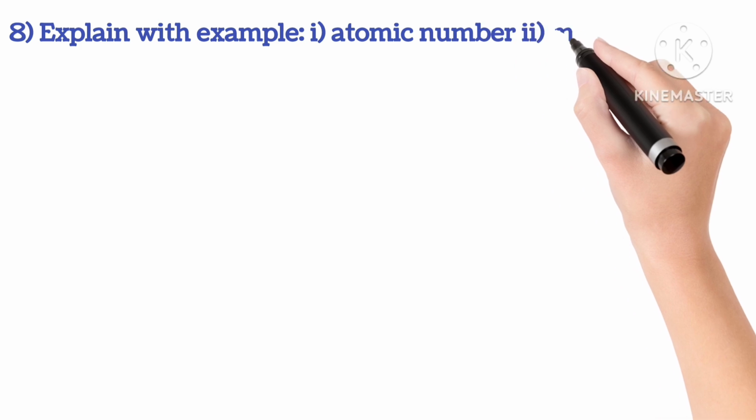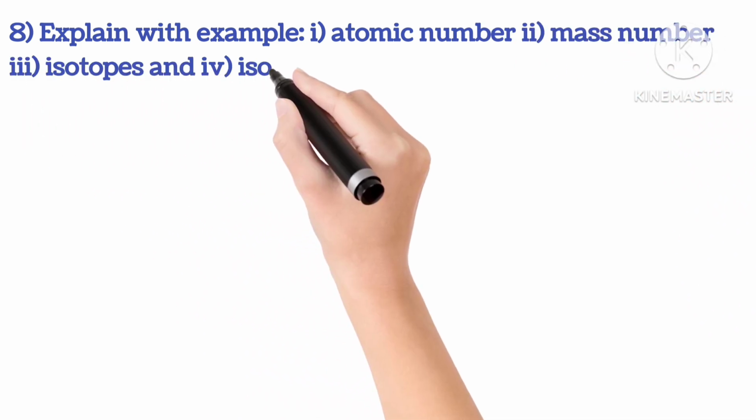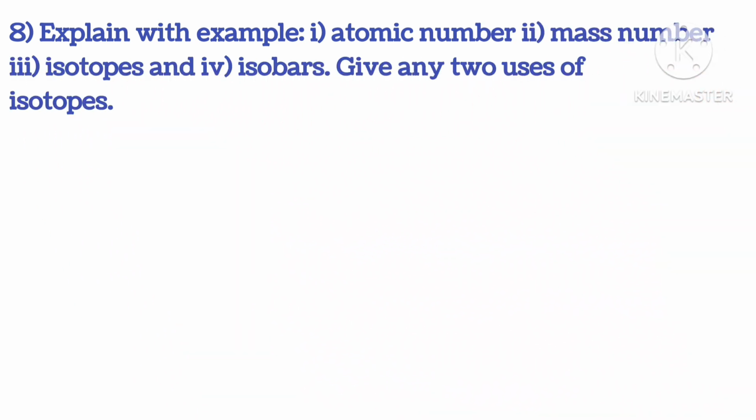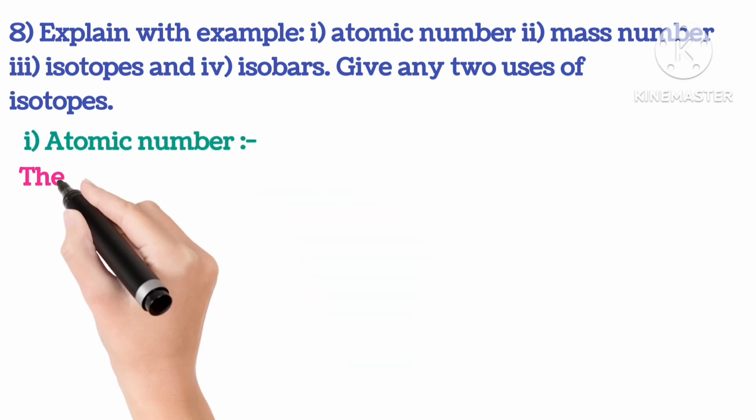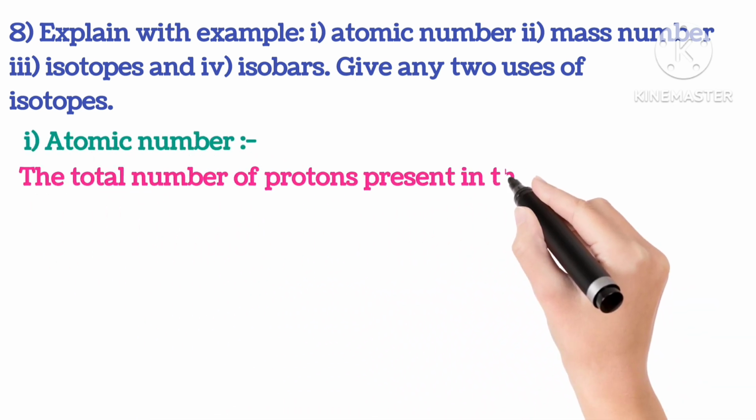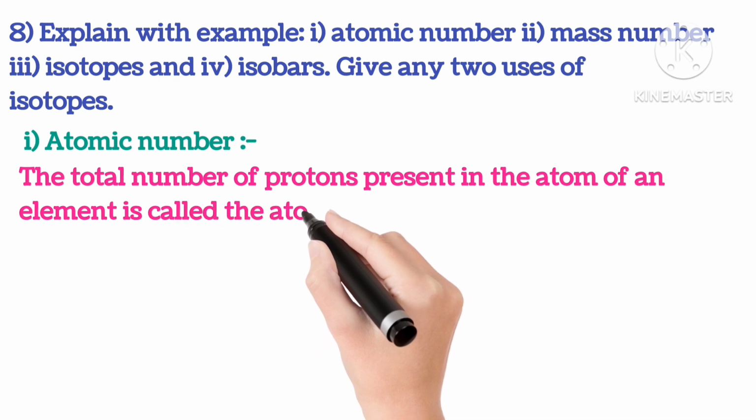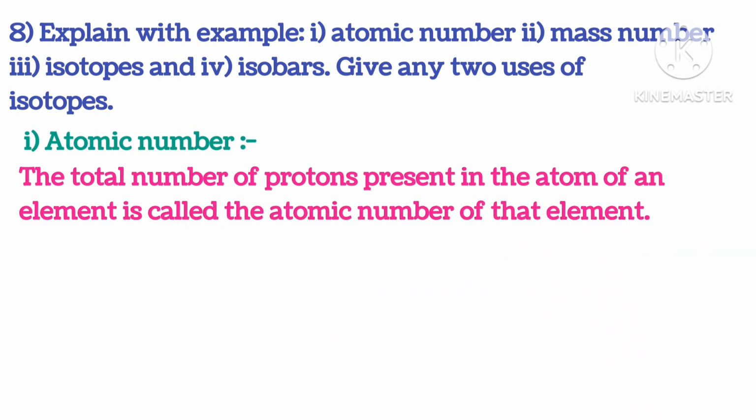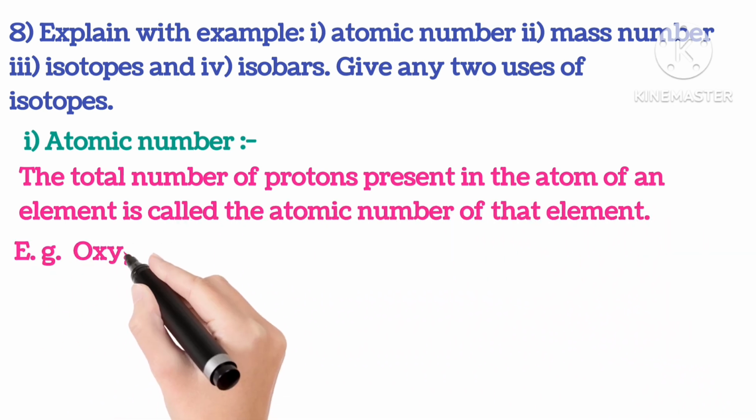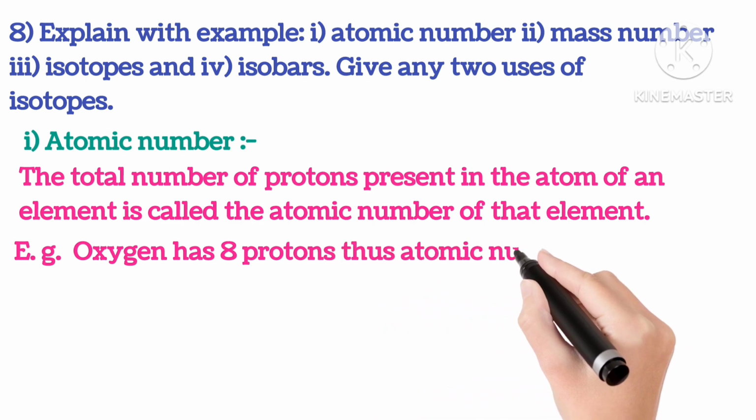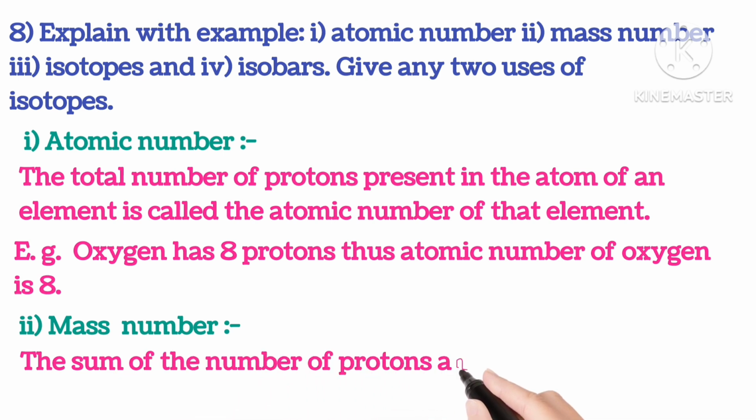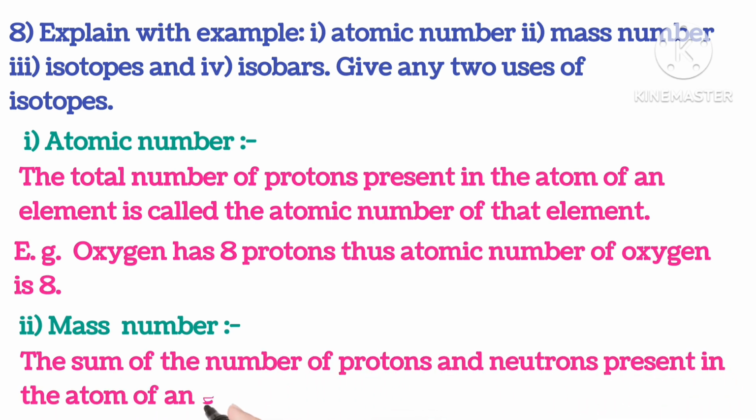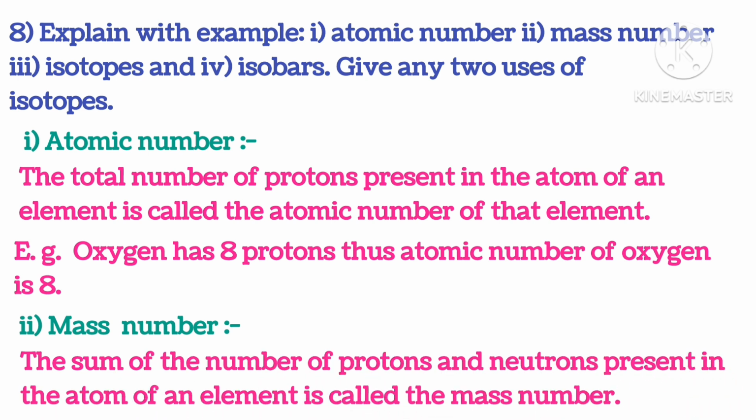Explain with example atomic number, mass number, isotopes and isobars. Give any 2 uses of isotopes. First, atomic number. The total number of protons present in the atom of an element is called the atomic number of that element. Example, oxygen has 8 protons, thus atomic number of oxygen is 8. Mass number. The sum of the number of protons and the neutrons present in the atom of an element is called the mass number.